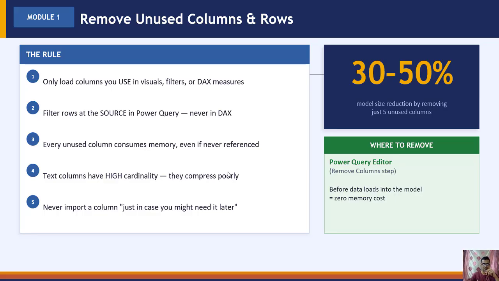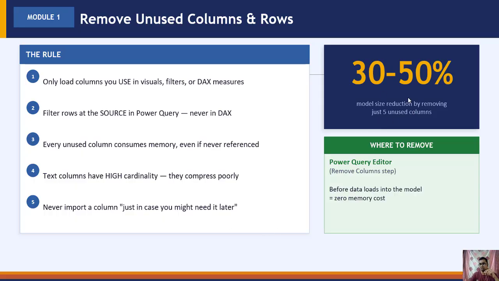Text columns have high cardinality. So for this, we need to use integer data types wherever possible for customer IDs, product IDs, and so on. And never import a column just in case you might need it later. You should not treat the memory engine like just a hard disk for storage. It deals with all the processing of the report. So if you don't need a column, you just remove it. That's the good thing to do.